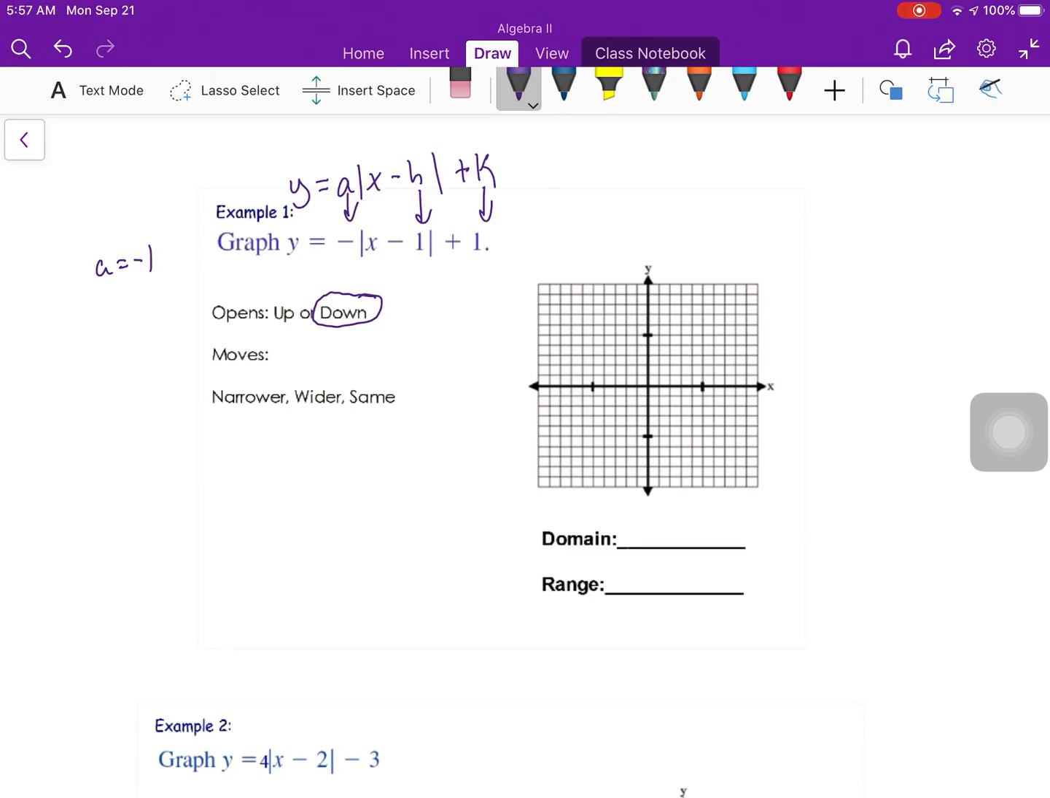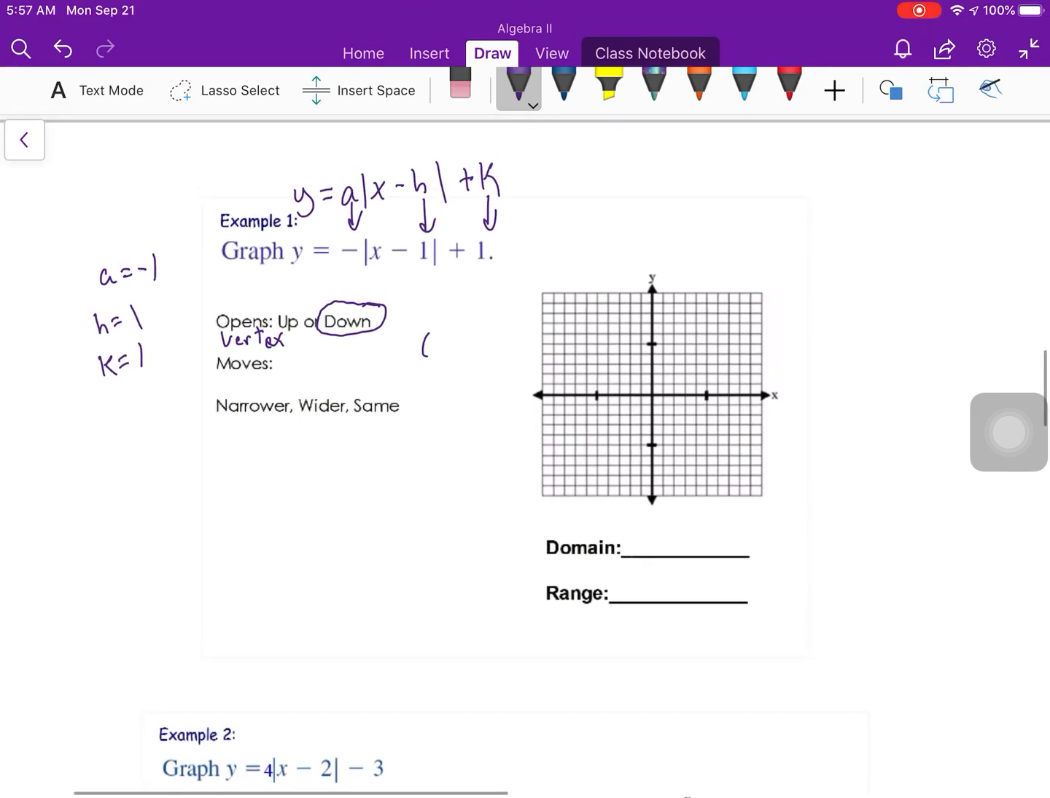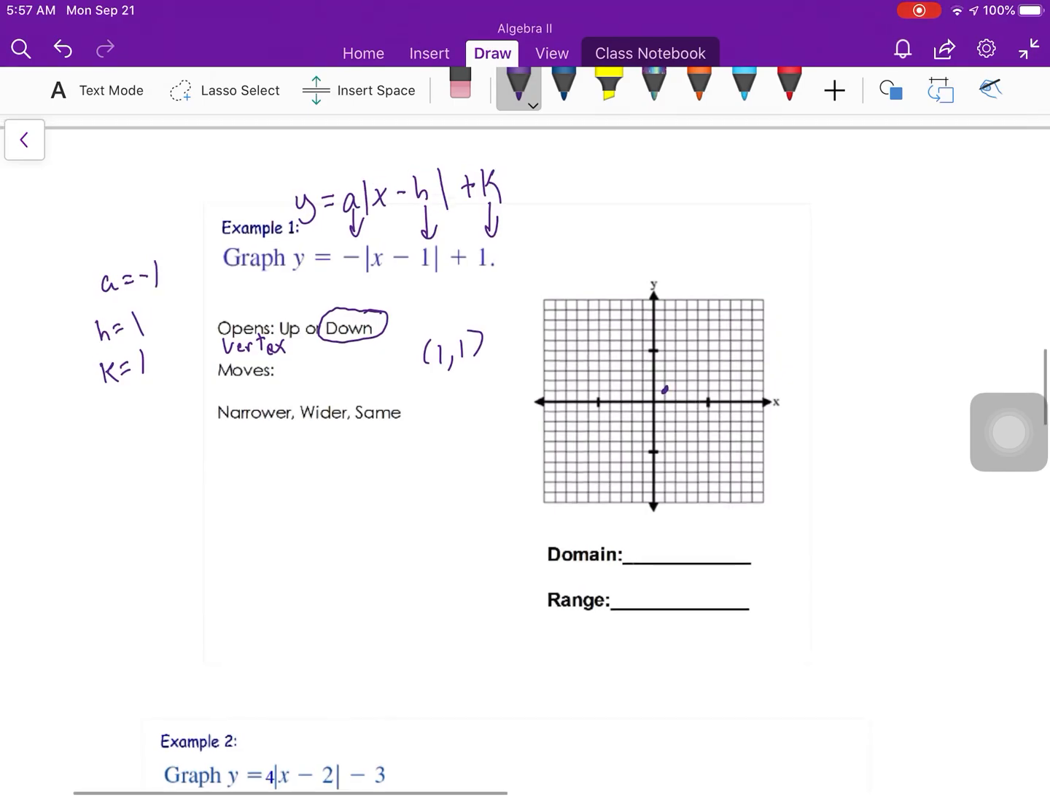Okay. My vertex, and I'll talk about the moves and the vertex being the same thing, but h is going to be at 1. Careful, the minus is part of the formula, and then k is going to be at 1 as well. So my vertex is now at the point 1, 1 instead of 0, 0. Well, didn't that take my graph and move it to the right one block and down 1 block? Is it narrower, wider, or the same compared to the parent function? Well, it's the same because 1 doesn't make it narrower or wider.